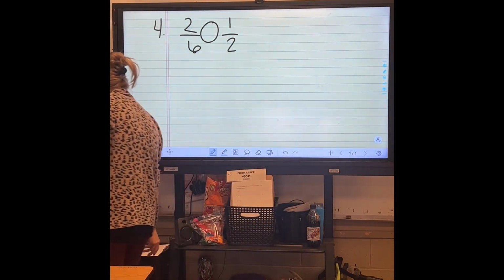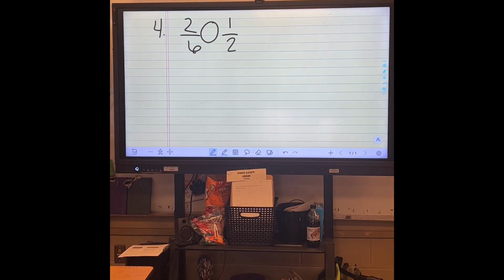Now, look at these fractions. Are the denominators the same? No. Are the numerators the same? No. So I don't have any tricks I can use with this one, but that's fine. This is what you do. First step, all the time.